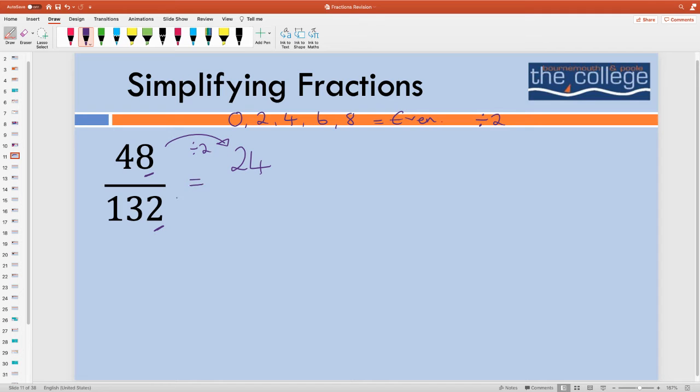Now, if you don't know this straight away, half of 132, so you're getting to big numbers here. Do not ever be worried about drawing out a bus stop method. So let's do that down here.